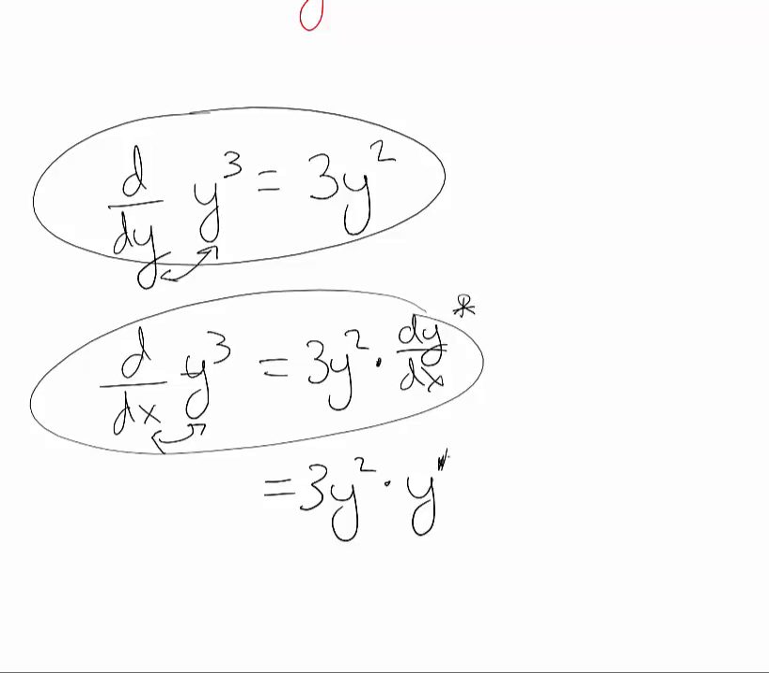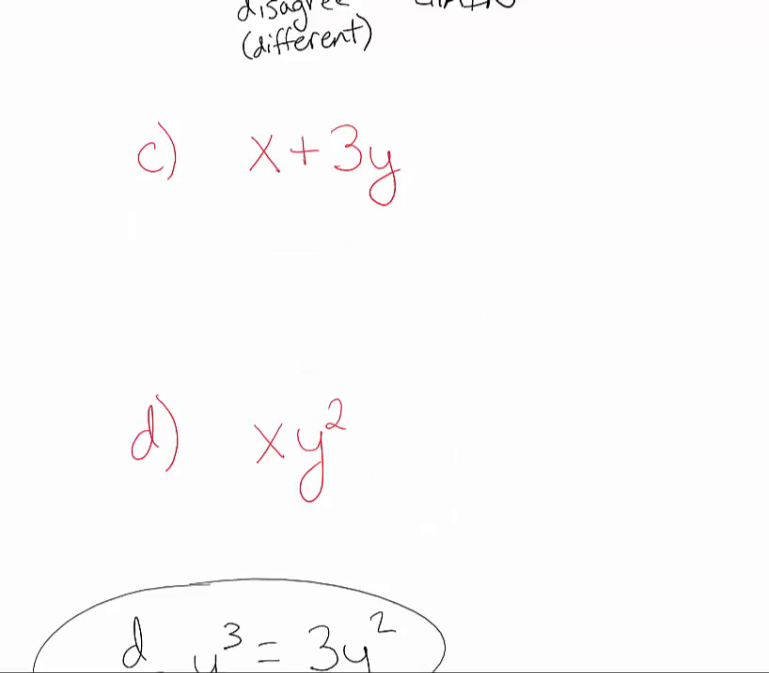2 times dy over dx equals negative 3 over 2 times dx, which equals negative 3 over 2 times x plus 3. That is our final answer. Okay, so there's that.